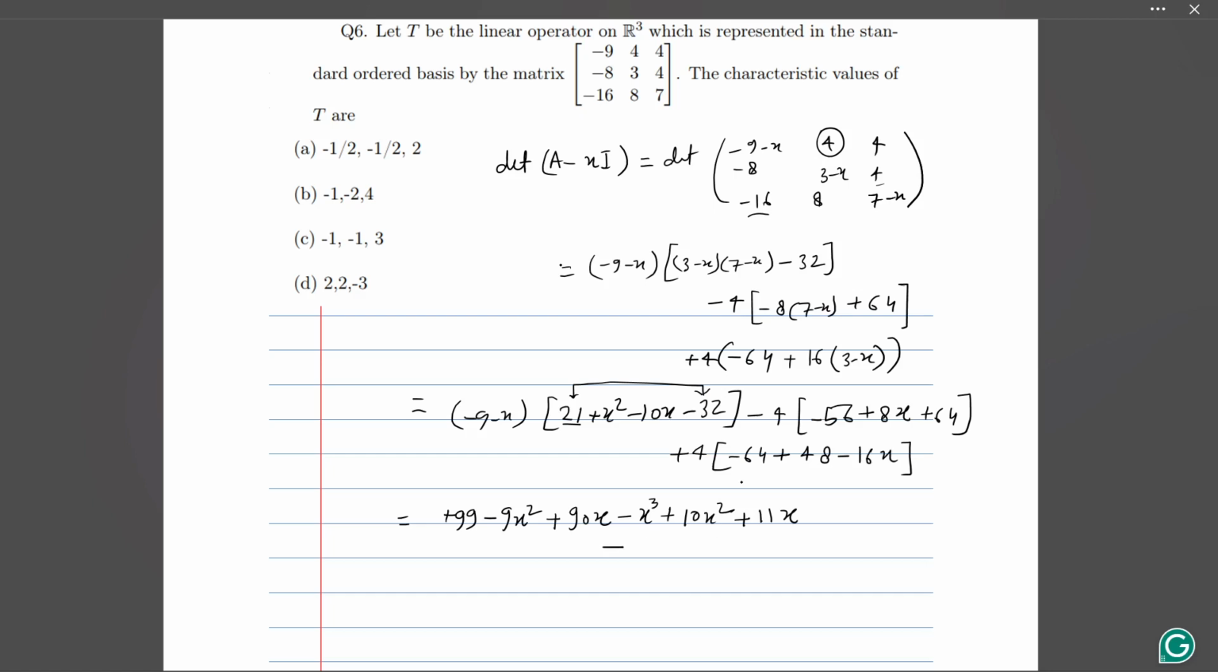Now the second term is minus 4 into this. What is inside? 64 minus 56 is just 8, so 8 plus 8x. Multiplying by minus 4 gives minus 32 minus 32x. For the third term, what is coming out? 16 into 4 is 64, 16 into 3 is 48, so this difference is 16. So minus 16 into 4 is minus 64.